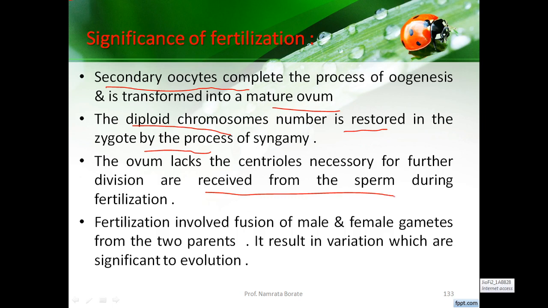The fertilization involves the fusion of male and female gametes, and forms from the two parents. It results in the variation which is significant to evolution. यहाँ पे क्या होने वाला है? यहाँ पे दो पेरेंट्स इन्वॉल्व होने वाले हैं. दो पेरेंट्स में से जो स्पर्म और एग ऑब्टेन होने वाला है उससे क्या होने वाला है? उससे फर्टिलाइजेशन होने वाला है. फर्टिलाइजेशन होने के बाद क्या होता है? जो न्यू इंडिविजुअल फॉर्म होने वाला है वो इन दोनों से अलग रहता है. वेरिएशन इज देयर, एंड व्हाट इज दैट? ड्यू टू द वेरिएशन there is the evolution.